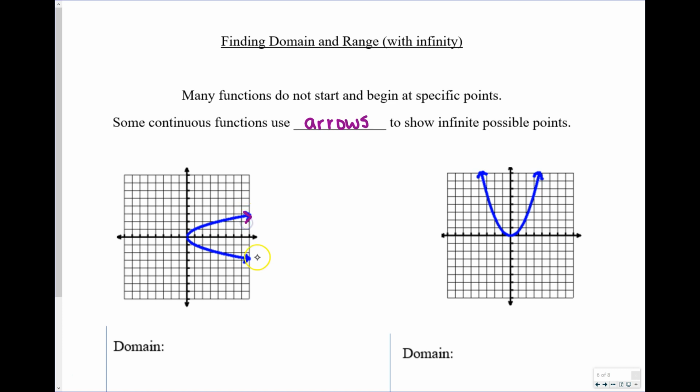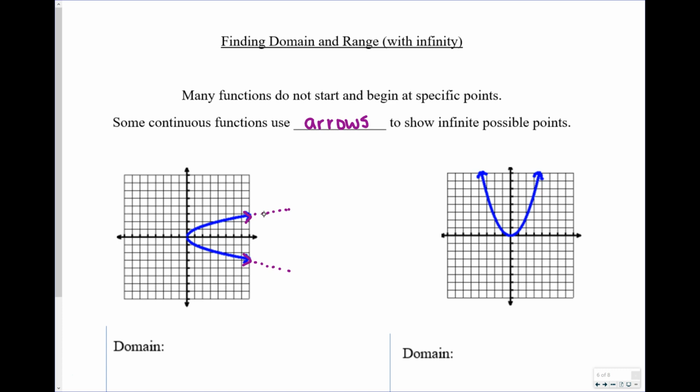So this arrow right here and this arrow right here shows that this graph would continue off the grid for infinity. It would just keep going. I know the grid only shows these points, but arrows mean it keeps going off the grid. We can't just draw a grid that's infinity. It would be ridiculous and take up so much space.